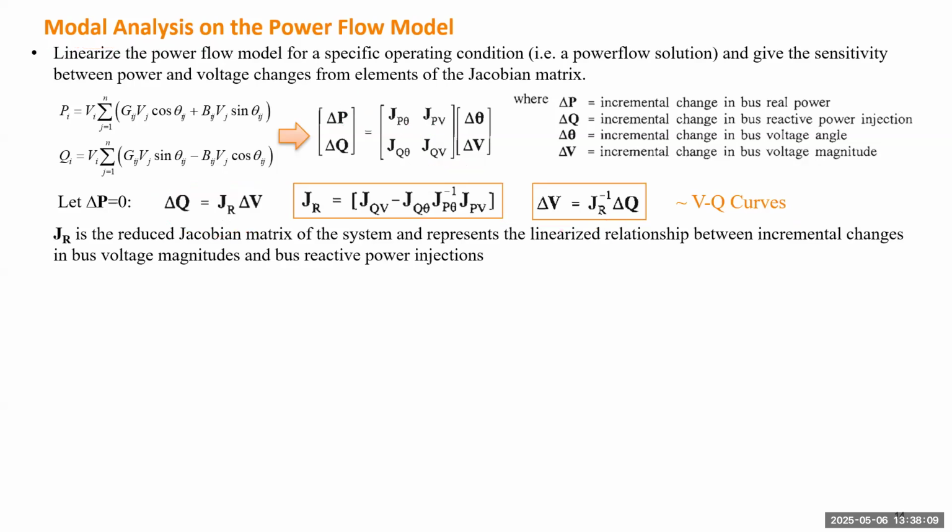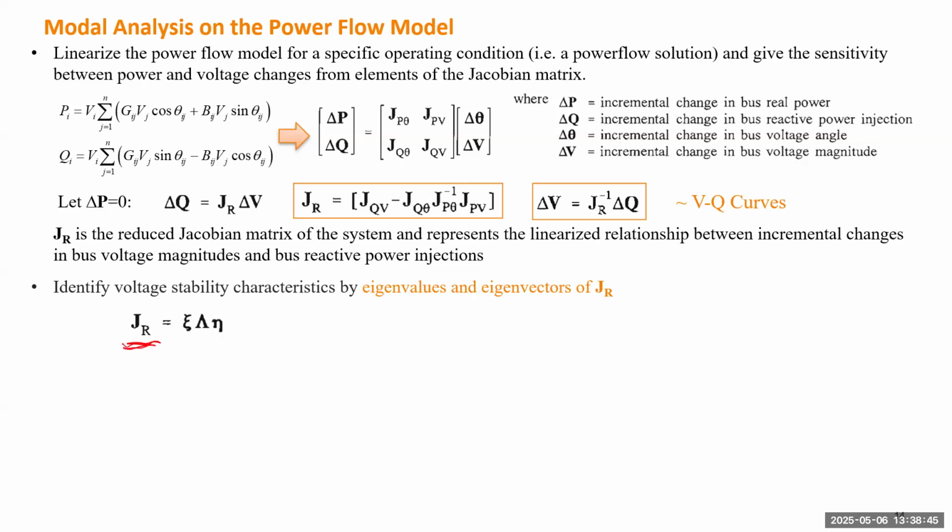So JR here is a reduced Jacobian matrix of the system and represents the linearized relationship between the incremental change in the bus voltage magnitude and bus reactive power injections. To identify voltage stability, we can utilize that matrix JR. And we can solve for eigenvalues and eigenvectors, similar to the small signal stability analysis for the dynamics of the generator.